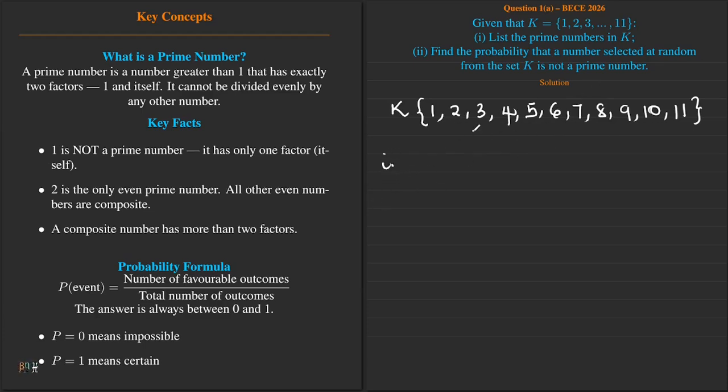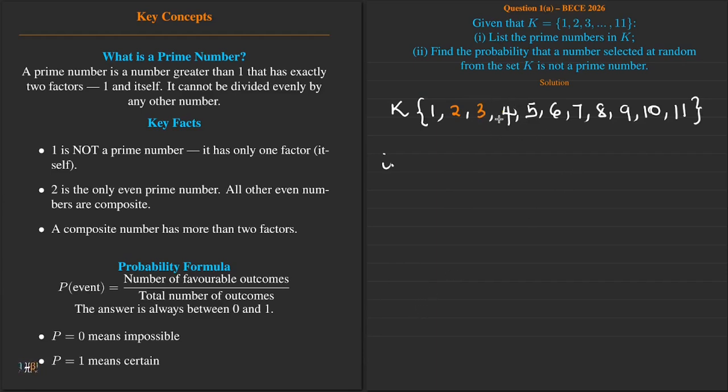It says you have to list the prime numbers in K. So a prime number, as we have said, is a number that has only 2 factors. 1 is not a prime number. 2 is a prime number because it has the factors 2 and 1. 3, what are the factors of 3? 3 and 1. It also has only 2 factors.